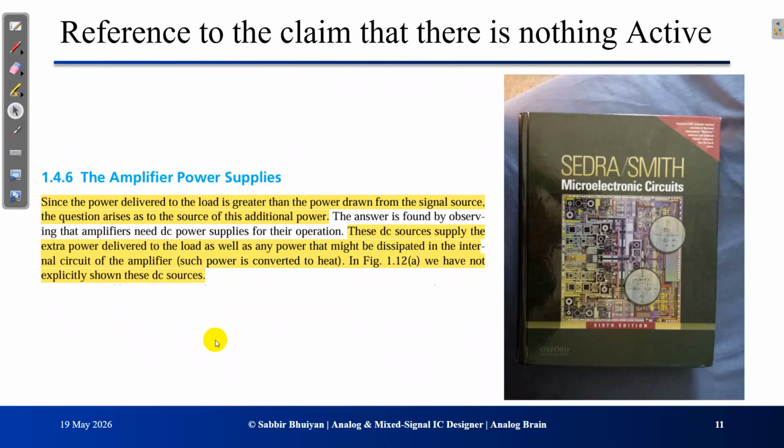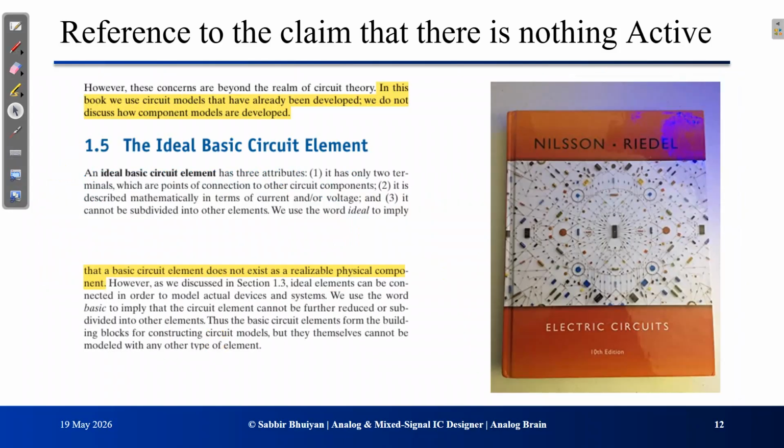Nice. Okay, going next. So this is a book of electric circuits, Nilsson Riedel, 10th edition. In this book, we use circuit models that have already been developed. We do not discuss how component models are developed. And my goal of this course is to teach you how component models are developed. That thing, okay?